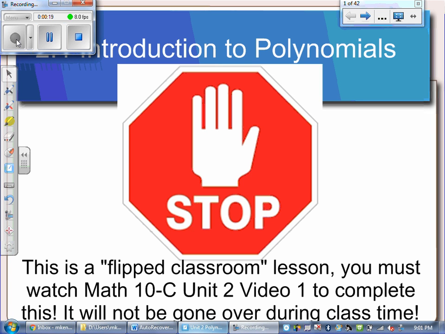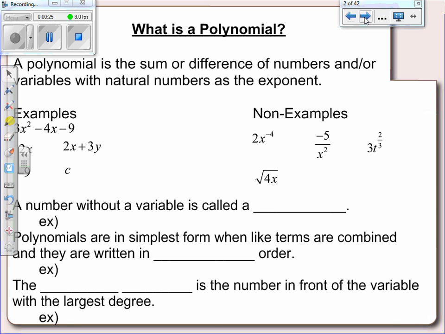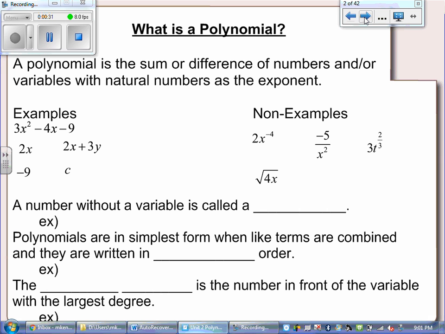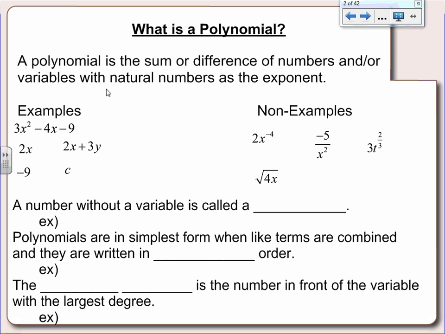It's called Polynomials, but before we can start really getting into the unit, we need to go over some definitions and things. So, the first thing we need to say is, what is a polynomial? A polynomial is the sum or difference of numbers and/or variables with natural numbers as the exponent. Natural numbers as the exponent is going to be key, so remember that. Natural numbers are also what we call counting numbers.